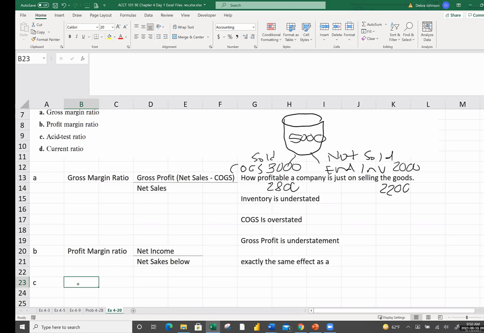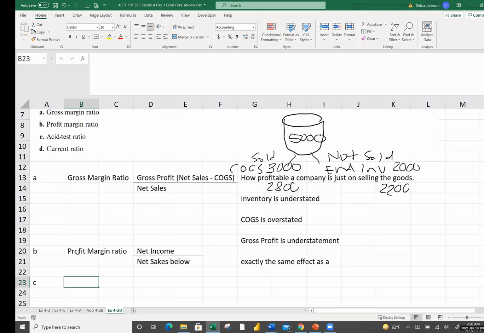Okay, any questions on the difference between a gross margin and a profit margin? One is gross profit, just the profit on the goods that you sold. And the net income or the net profit is the last line of your income statements. It's after all the expenses are considered.